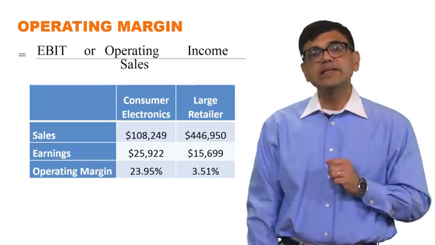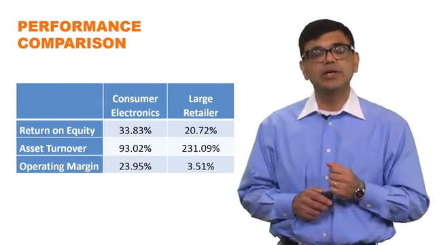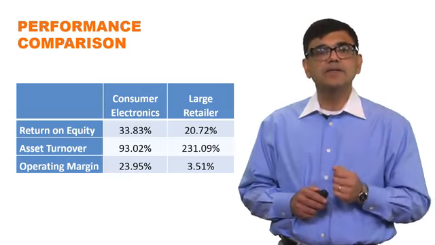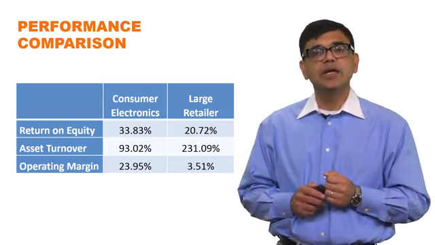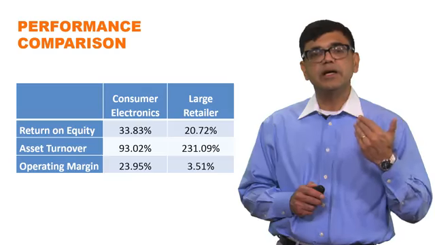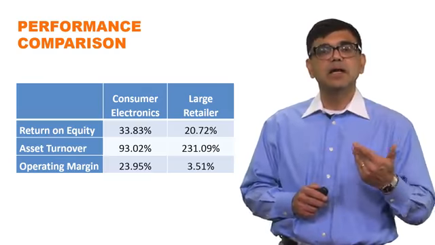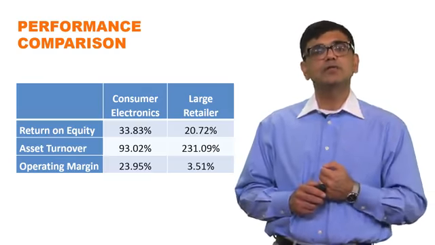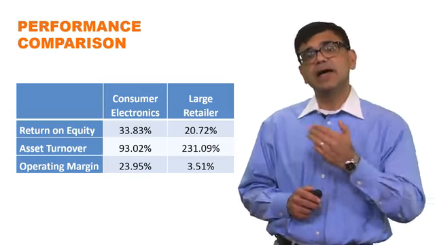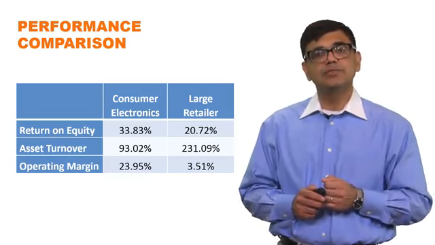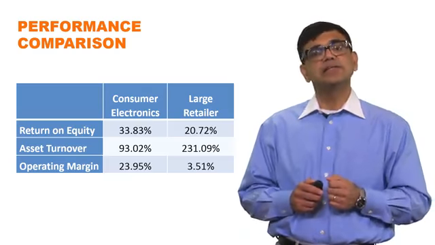Now let's put these three ratios that we just calculated together and see what implications we can find from this. So the return on equity was higher for the consumer electronics company, and we attributed that to higher operating margin as well. They had higher earnings, which plays out in the last row of 24% operating margin. The asset turnover, on the other hand, was very high for the large retailer. So what are the implications, and what does this tell us about these two industries?